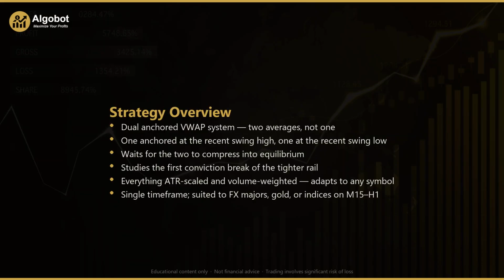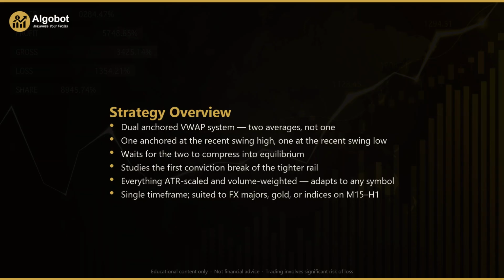So what exactly does this expert advisor do? At its heart, Anchored VWAP Compression Breakout is a volume-weighted equilibrium strategy. Most anchored VWAP approaches drop a single anchor point and either fade it or ride it. This one is different. It runs two anchored volume-weighted average price lines at the same time, and it only becomes interested when those two lines agree.